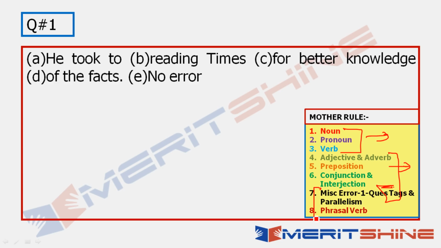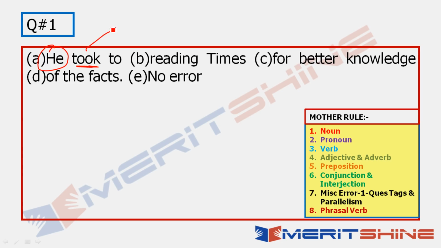As far as miscellaneous errors and phrasal verb errors go, they can be done in the first reading or in the second reading too. This is something that we have already done, how to apply the mother rule, so I'll not delve into detail of that. We'll just move on to the question. He took to reading time. So he is the pronoun.